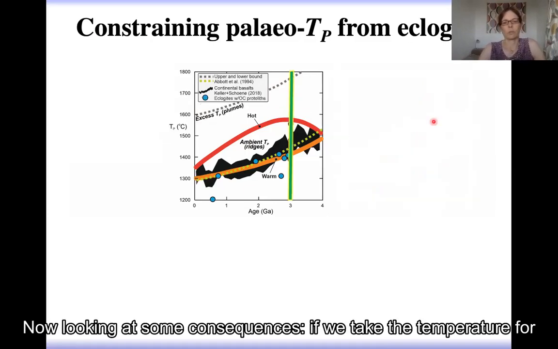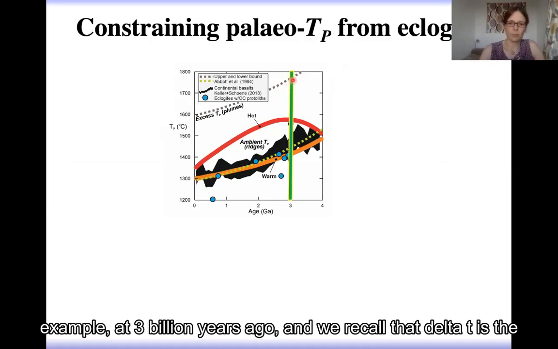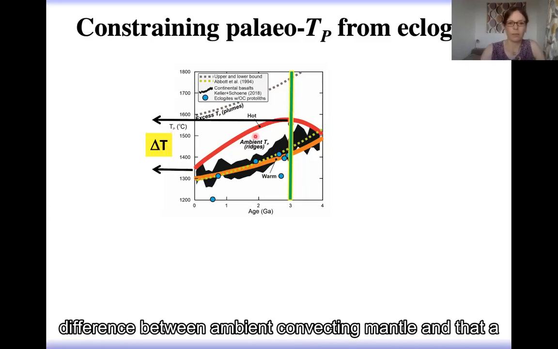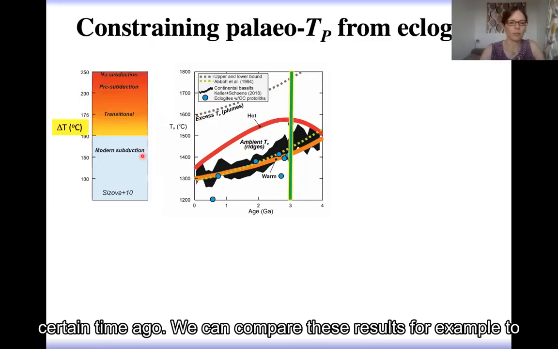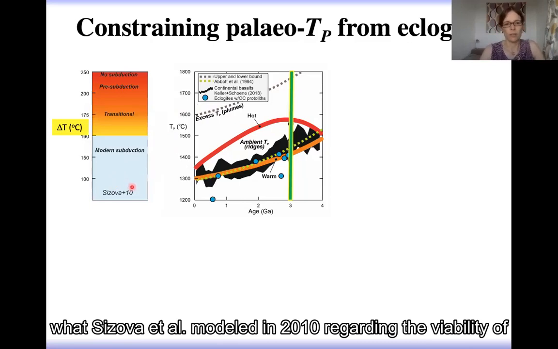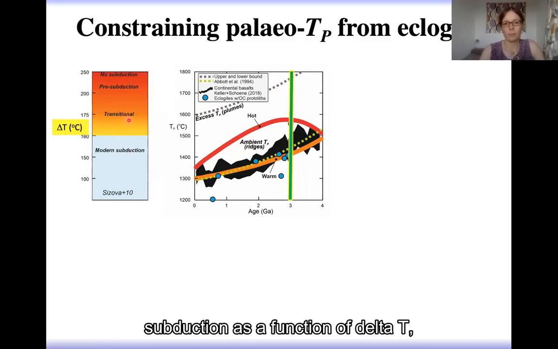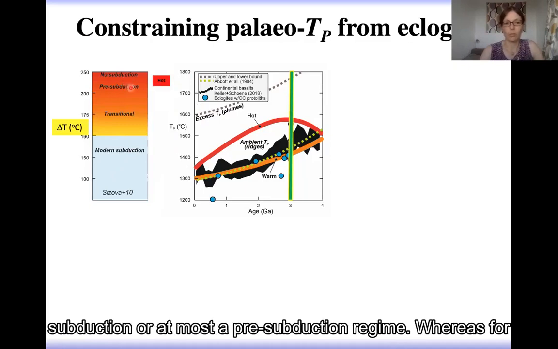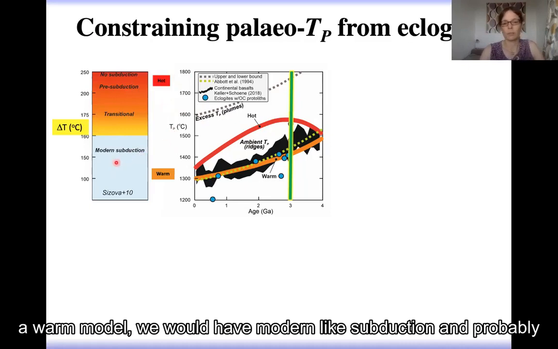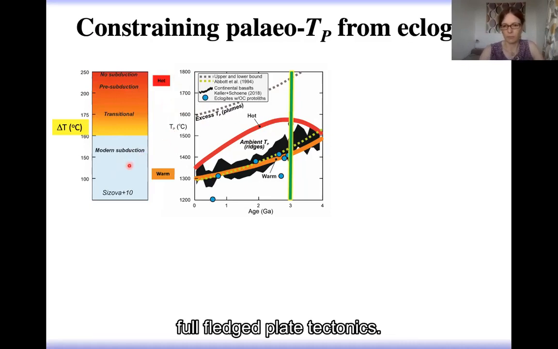Now, looking at some consequences, if we take the temperature, for example, at 3 billion years ago, and we recall that delta T is the difference between an ambient convecting mantle and that a certain time ago, we can compare these results, for example, to what Sizova et al. modeled in 2010 regarding the viability of subduction as a function of delta T. And for a hot model, we'd be in a regime where we cannot have subduction, or at most a pre-subduction regime. Whereas for a warm model, we would have modern-like subduction and probably full-fledged plate tectonics.